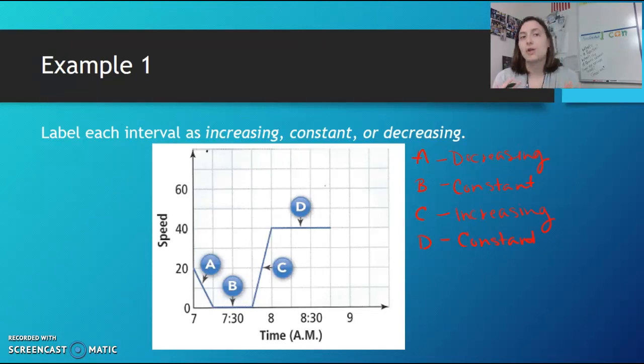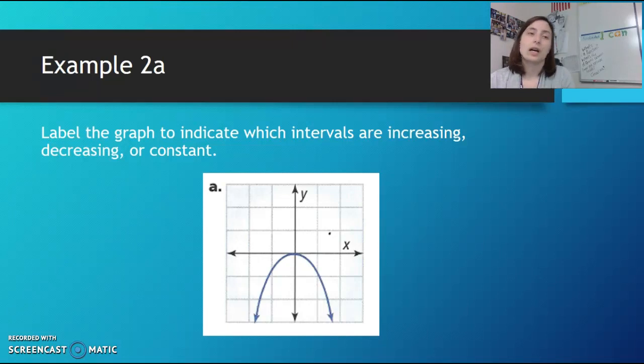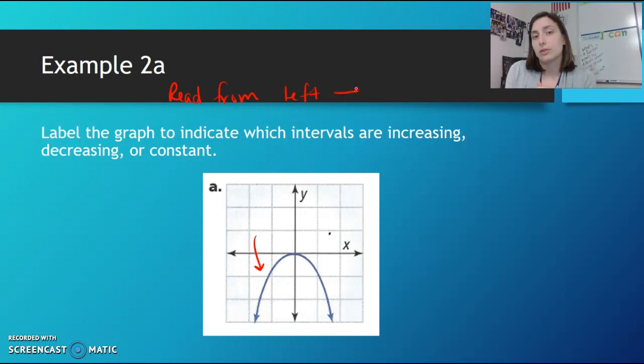Can we say when we're increasing, when we're constant, and when we're decreasing? So example 2, label the graph to indicate which intervals are increasing, decreasing, or constant. We're just going to label right on the graph since it doesn't give us an A or a B. So on this side, and we always read from left to right. I know I didn't say that in the last one, but we read from left to right, just like you read books. So I'm not thinking of the fact that from 0 this is going down.